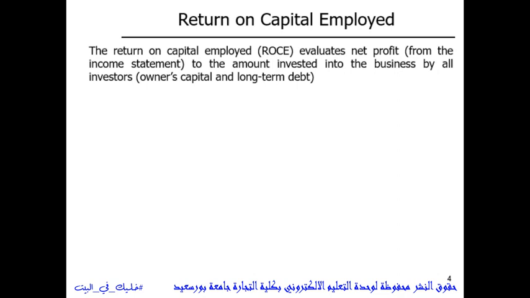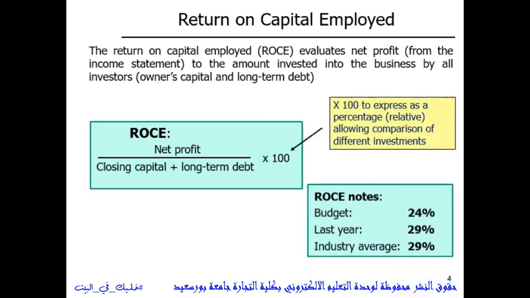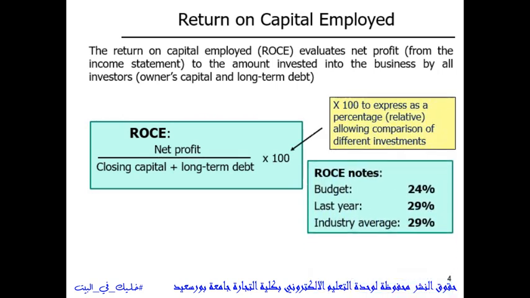Now let's calculate the return on capital employed. What is the meaning of return on capital employed? The return on capital employed evaluates net profit from the income statement against the amount invested into the business by all investors. How do we calculate return on capital employed? Return on capital employed is equal to the net profit divided by, open bracket, closing capital plus long-term debt, closed bracket, multiplied by 100.